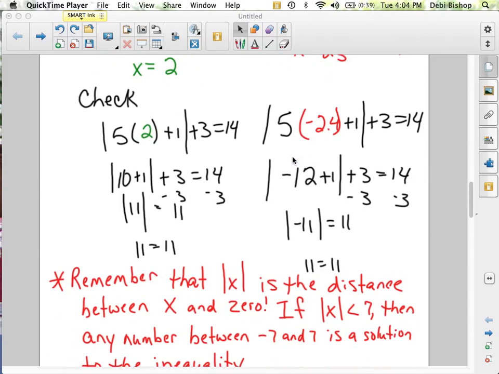I plug in 2. So I keep my absolute value signs. 5 times 2 plus 1 is all in the absolute value signs. So that's 10 plus 1, and then I have plus 3 equals 14. You could do this one of two ways.